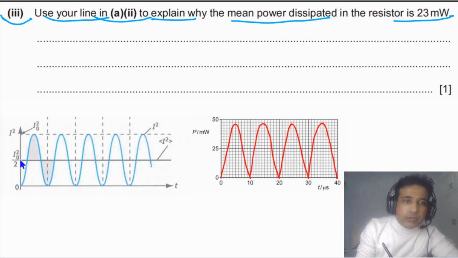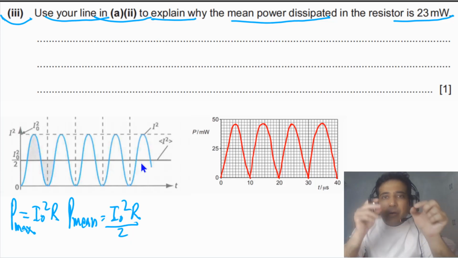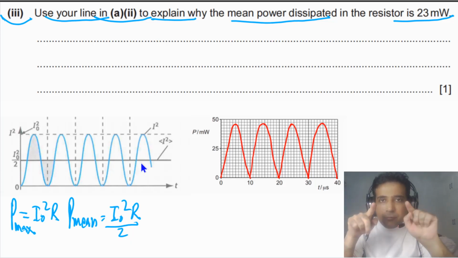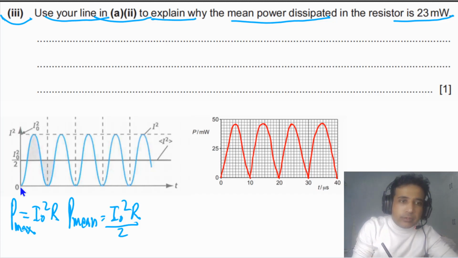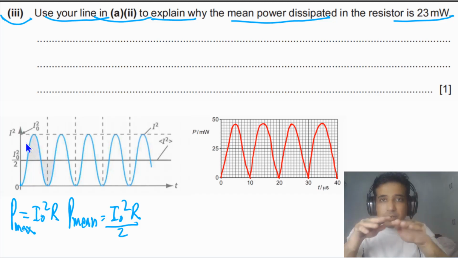In this case, we have the graph I squared against time. So the power in this case will be equal to I naught squared times R. So this one is the maximum power, and the mean power here will be equal to I naught squared times R divided by 2. So this is the mean power. Mean power means a certain value of the power that is always across the resistor, because the power is changing. You can see that power is changing between 0 and 46. So the question is asking what is the average value. So the average value we can calculate.